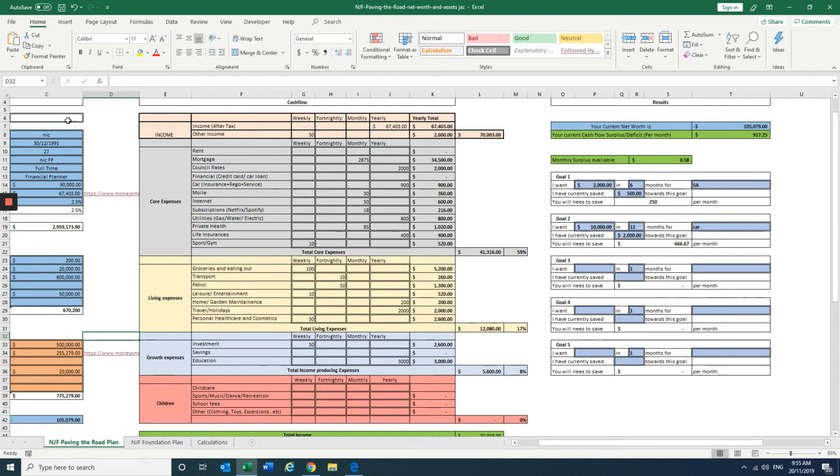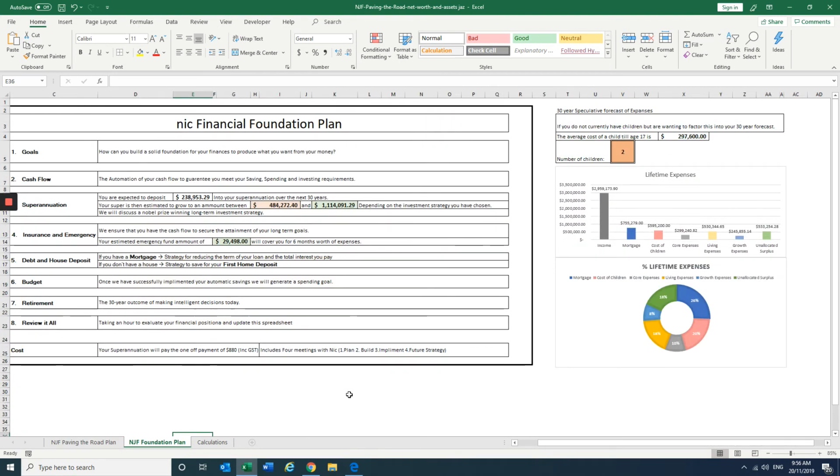So the idea is that you follow the spreadsheet through this way, and then you almost work backwards and see what you think you can allocate where. The second page is a bit more results. This goes into more depth about what I can do at Nick financial planning and a bit more about my business.